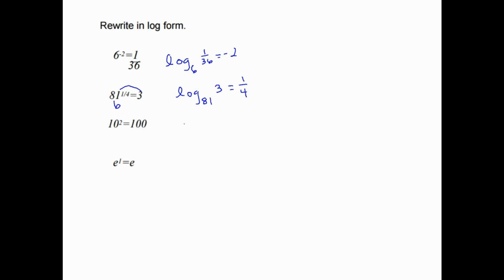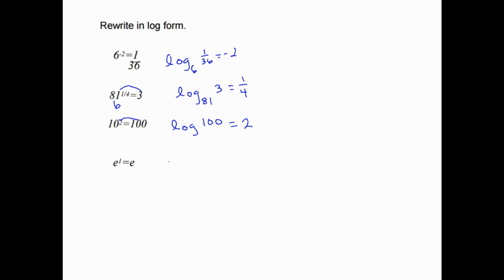Here, same thing, except my base is 10, so I'm not going to write log of 10 because it's understood that log is base 10. So log base 10 of 100, because the 100 is going to jump inside, and the square is going to come over here. So log of 100 equals 2.